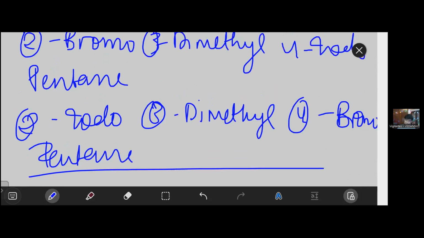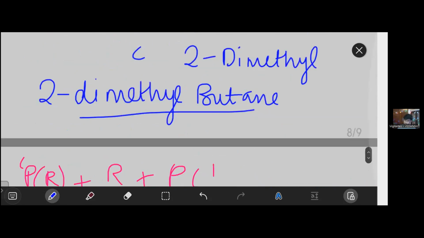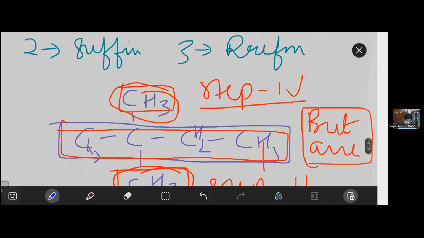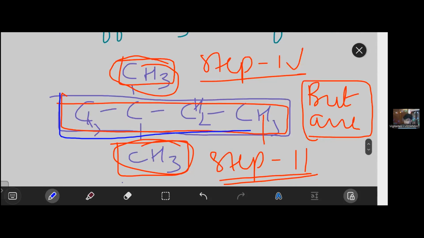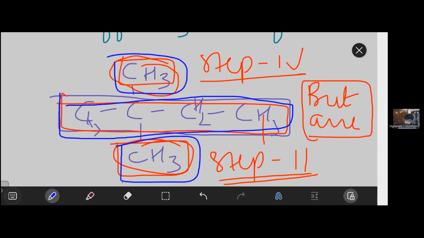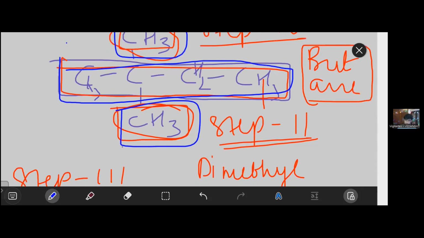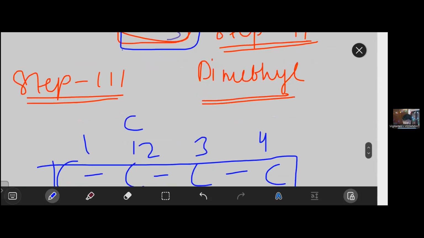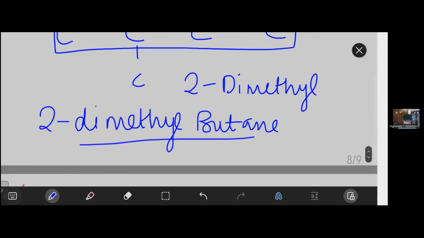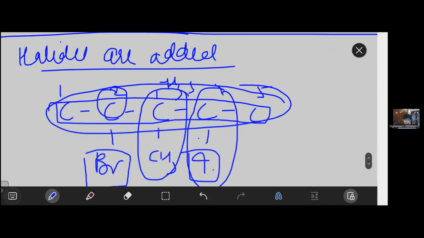Let me just recap the main part of nomenclature again. Step 1, identify the parent chain. Step 2, identify the substituents and name them. Then step 3, give them their position so that the substituents receive the lowest number possible. Then step 4, you write down the name while following the particular system.